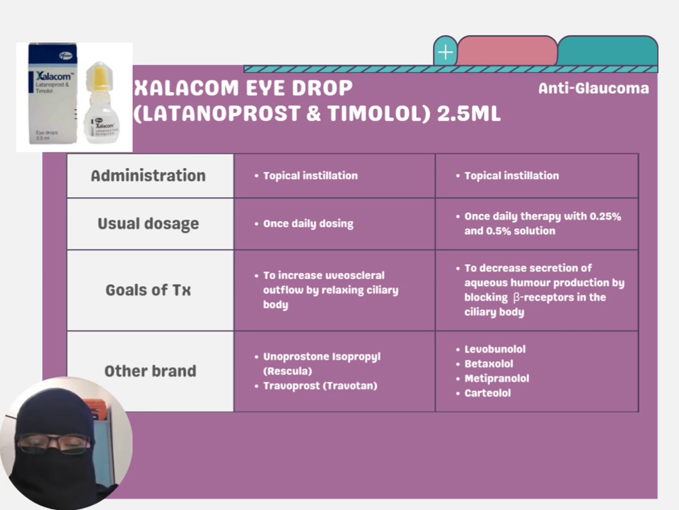The other brands that are available for prostaglandin are unoprostone isopropyl. The name of the brand is Rescula. And the second one is travoprost. The name of the brand is Travatan. While for the other brands that are available for adrenergic antagonists, levobunolol, betaxolol, metipranolol, and the last one is carteolol.